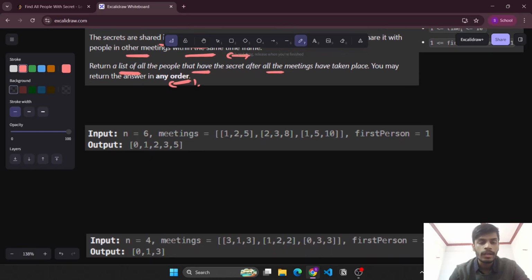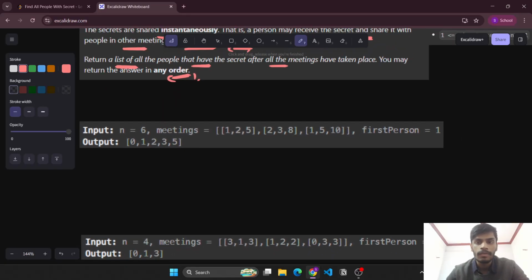So for example, if we have this as a given input, initially the first person is 1, so the known set will initially include 0 and 1, right? 0 and 1 already know the secret. Now the earliest time that we have here is 5. So at time 5, since person 1 knows the secret, he will be able to tell person 2 the secret. So this set will now include 2 as well. So now these many people know the secret.